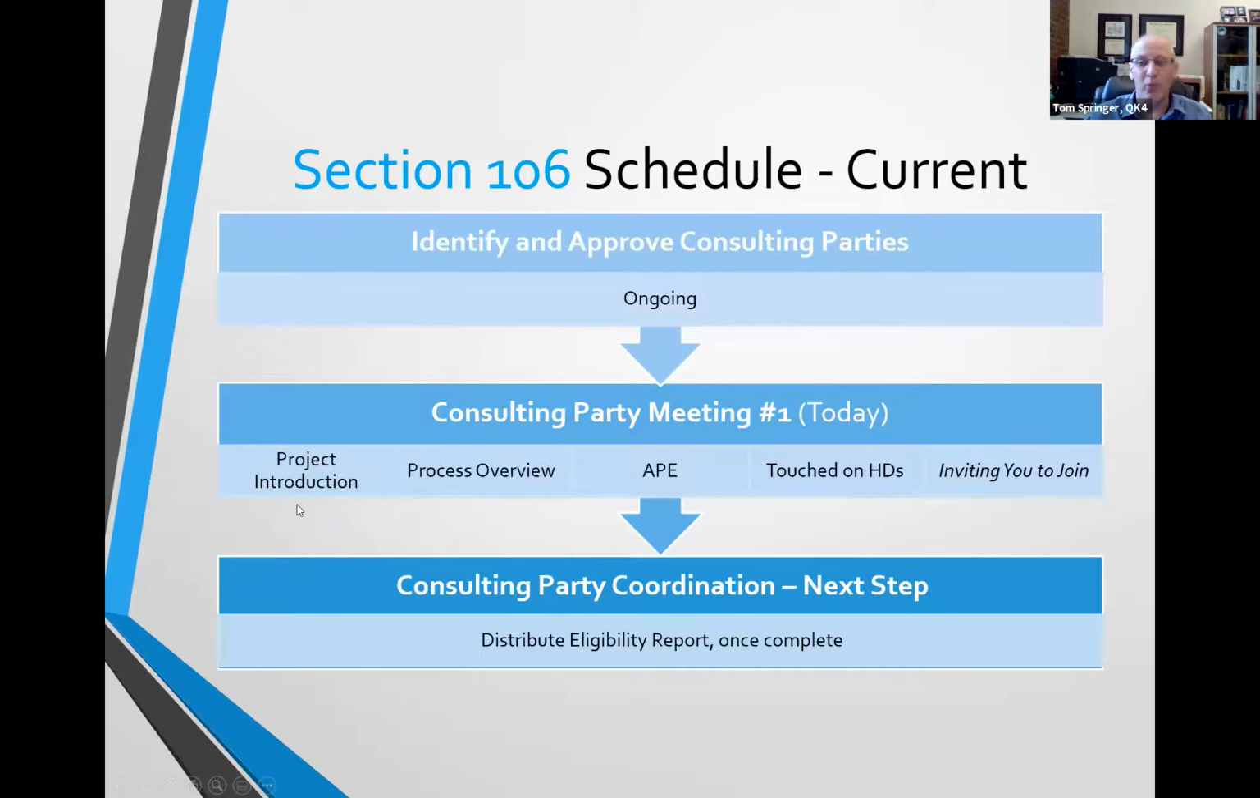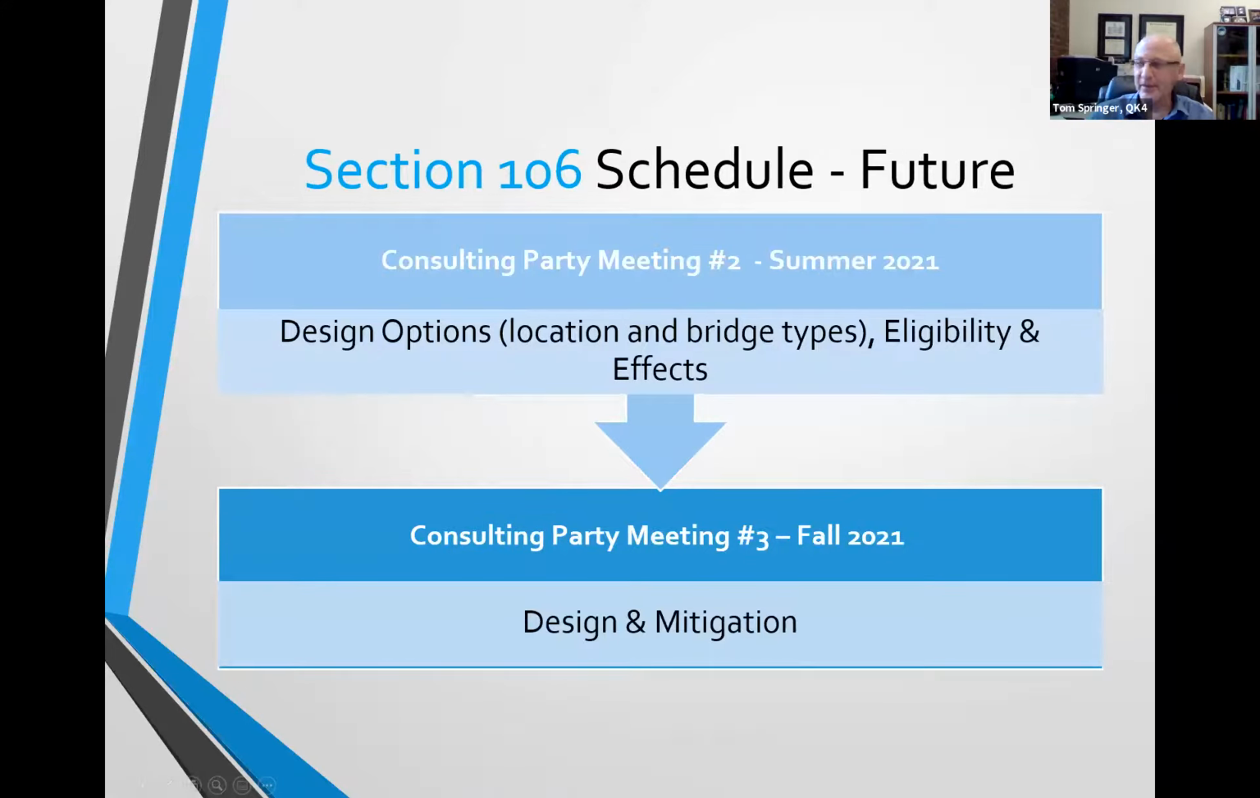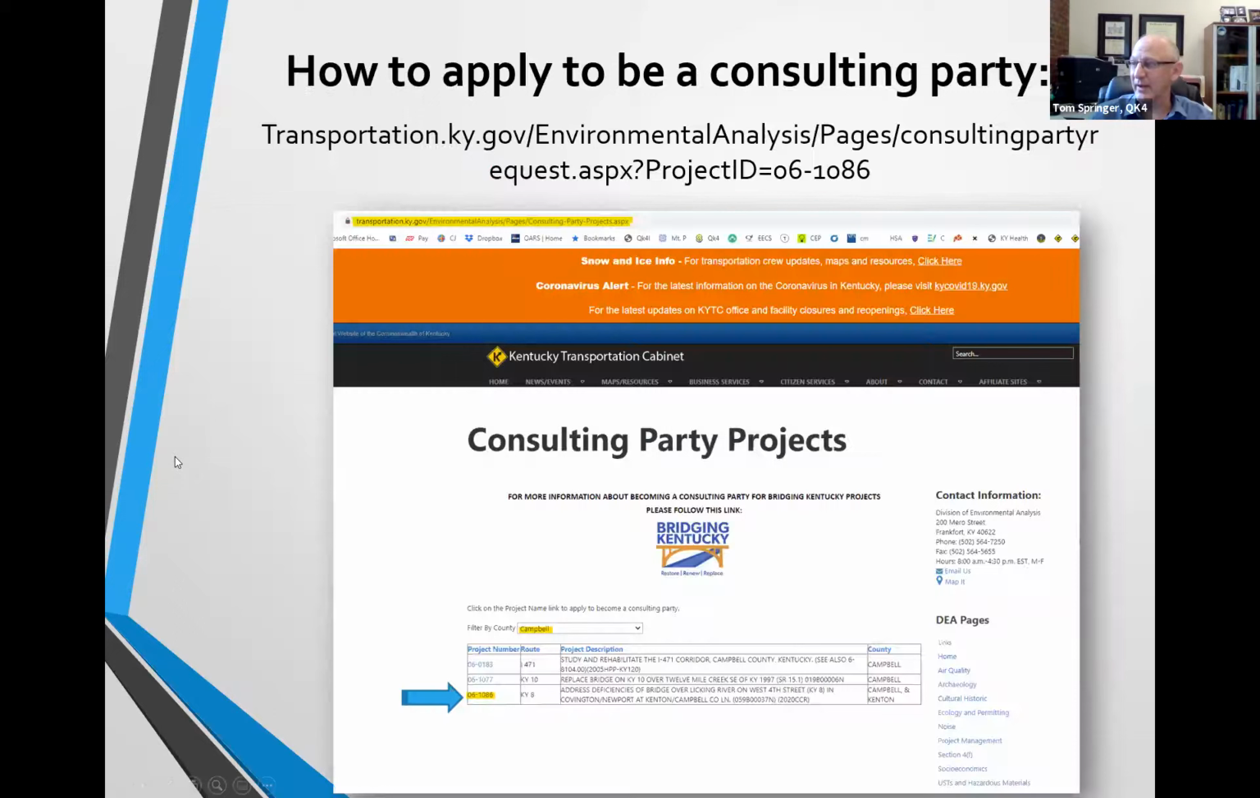So the next step, after this meeting, we have a list of consulting parties, and we have an approved report on historic resources. We will send that out to the consulting parties for their comments. Then in the future, we anticipate later this summer, we'll have design options like the location or the bridge types, and we'll discuss eligibility and the effects of those options to historic resources. And then, as we talked about earlier, later this year, we'll have a meeting to discuss mitigation of any adverse effects we have. All right, so this is a screenshot on how you apply to be a consulting party.